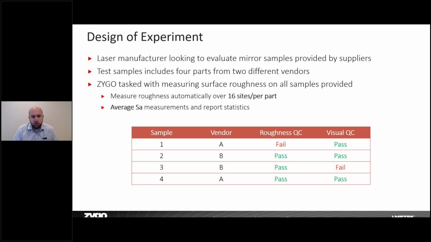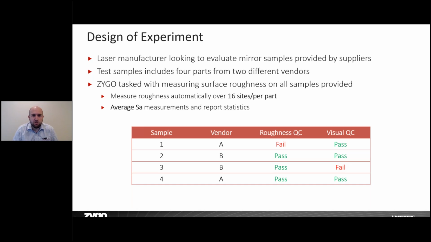When we look at samples 2 and 3, which came from a prospective vendor, sample 2 did pass both quality checks, whether it be the roughness or visual, as well as passing the power output. Sample 3 passed the roughness spec, but it failed the visual QC. So there were potentially some other issues going on with that one. And finally, sample 4 did pass the roughness QC, visual QC, and the laser output.